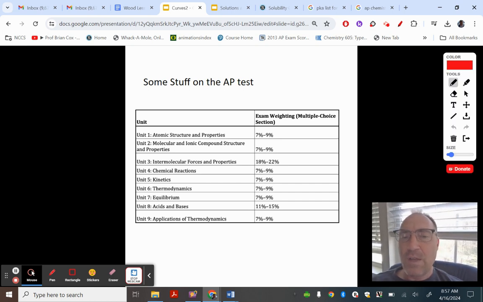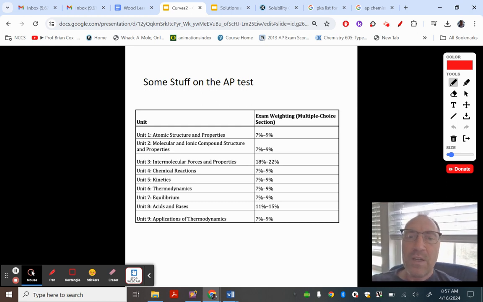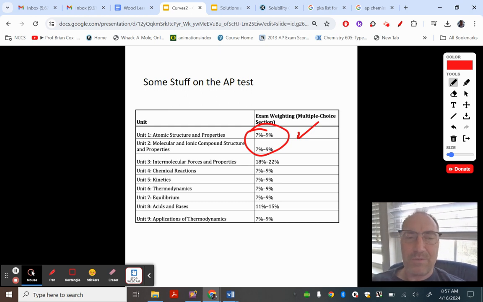So, for example, Unit one is like electron configurations, trends, structure stuff. That's 7 to 9%. So both of these. So this is the one we just did with like electron configuration. We didn't really just do that, but this is the one we just did, bonding, that kind of stuff.